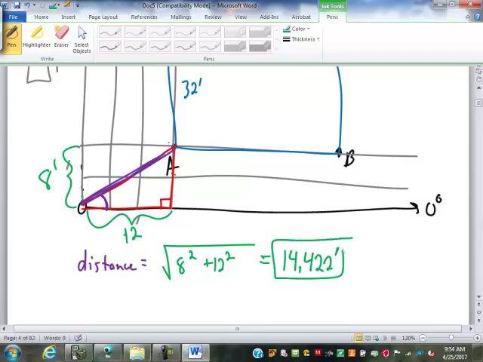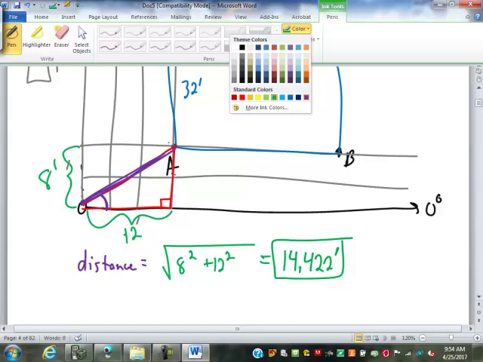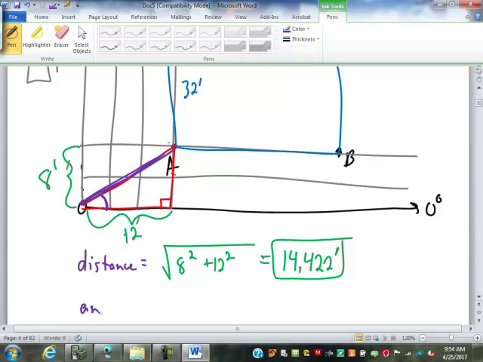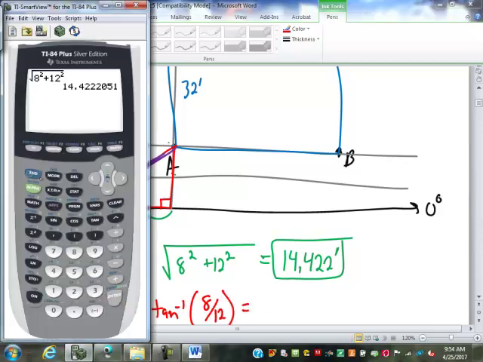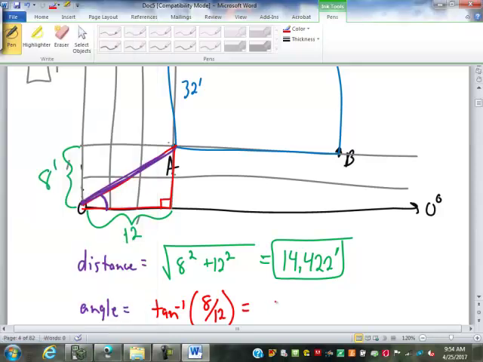So 14.422 feet. The angle is the inverse tangent of the vertical, 8, over the horizontal, 12. So inverse tangent, 8 divided by 12. 33.69 degrees. Does that make sense?